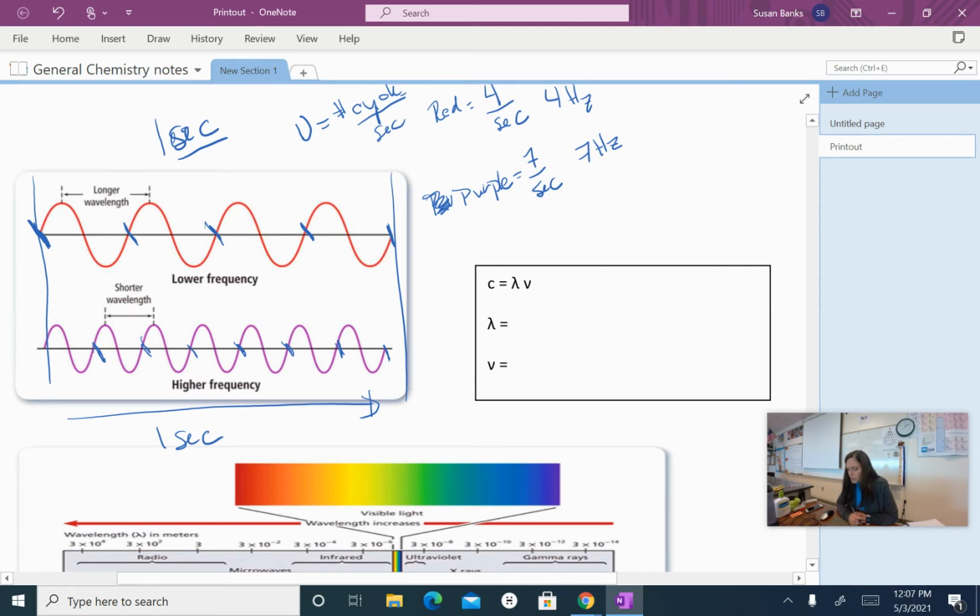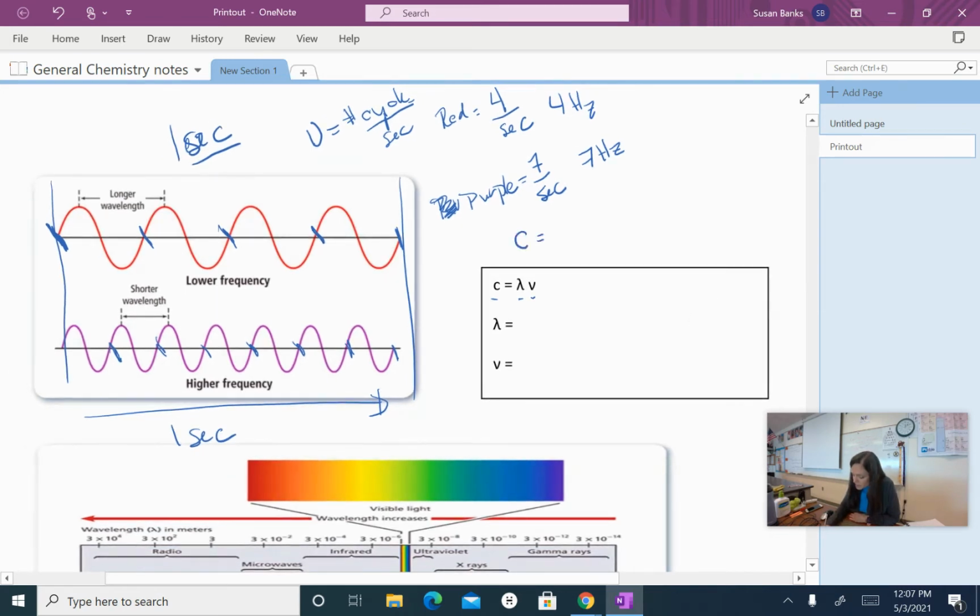Okay, so we already went over this. The speed of light is equal to the wavelength times the frequency. Remember, C is a constant. It's 3.00 times 10 to the 8th meters per second. Okay, this is a constant. It does not change for anything on the whole electromagnetic spectrum. They all are traveling at the speed of light.